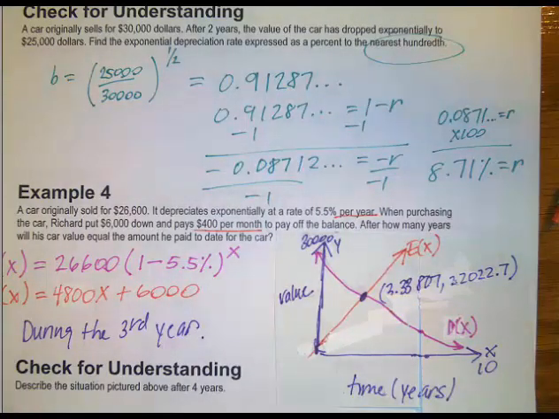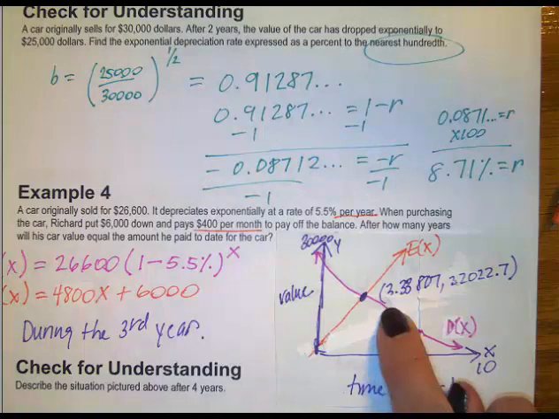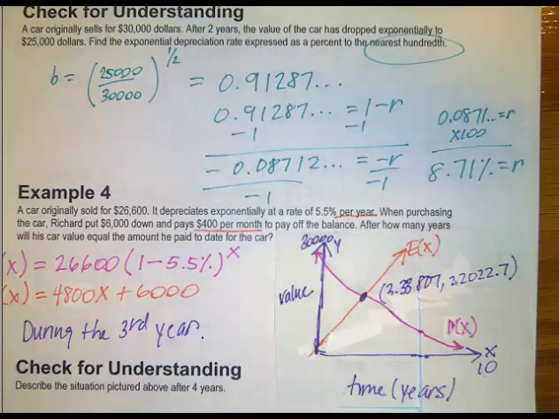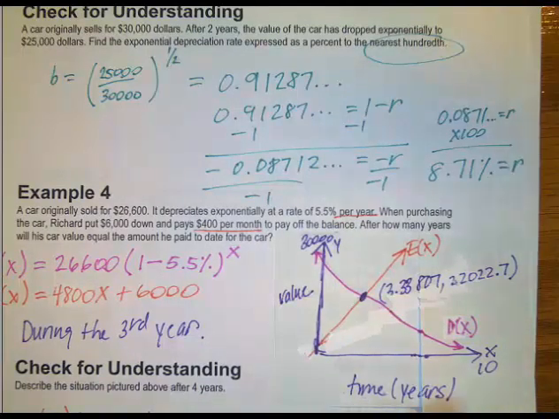So describe the situation pictured above after 4 years. So after 4 years, what you've paid for the car, so E of X is greater than D of X. So what you've paid for a car is greater than what it's worth.